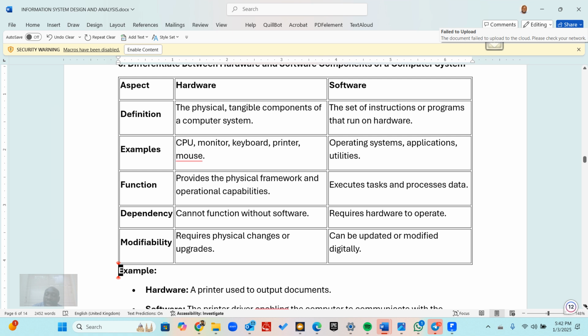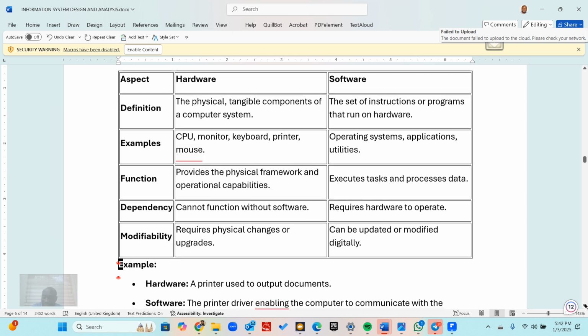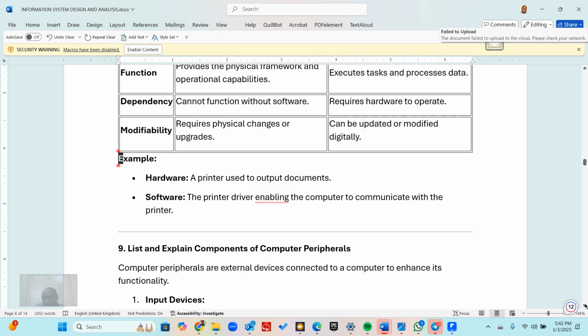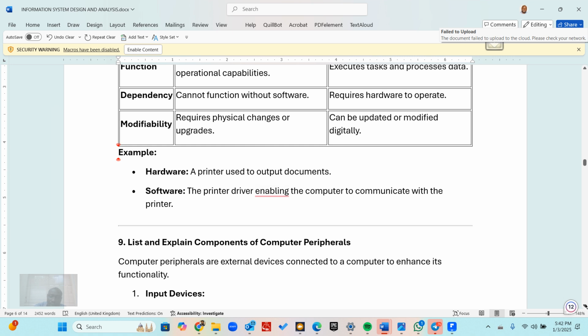Software can be updated and modified digitally. You have upgrades for antivirus software, you have upgrades for Microsoft Word, and you have upgrades for other software. Example: a printer is used to output documents. In software, a printer driver enables the computer to communicate with the printer. This is how they work.